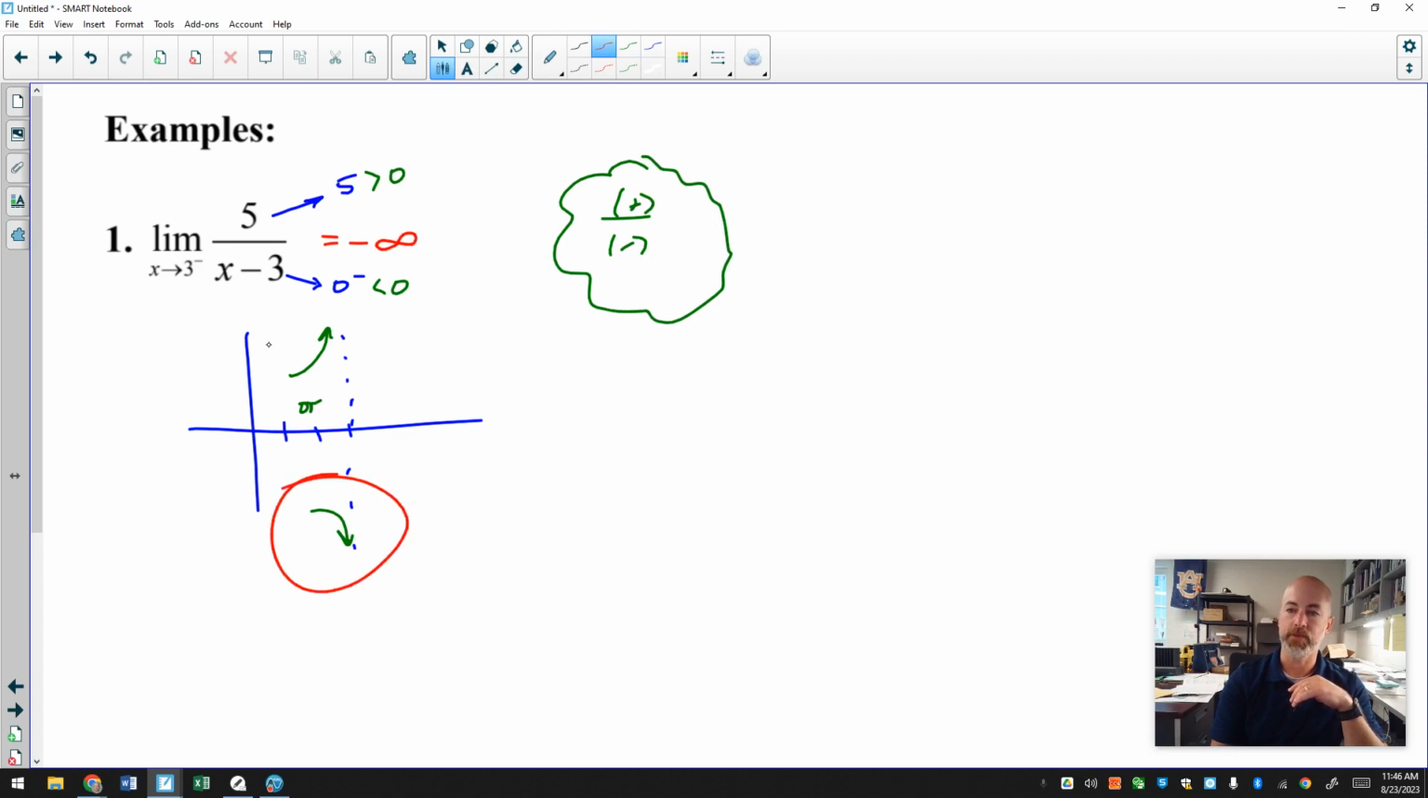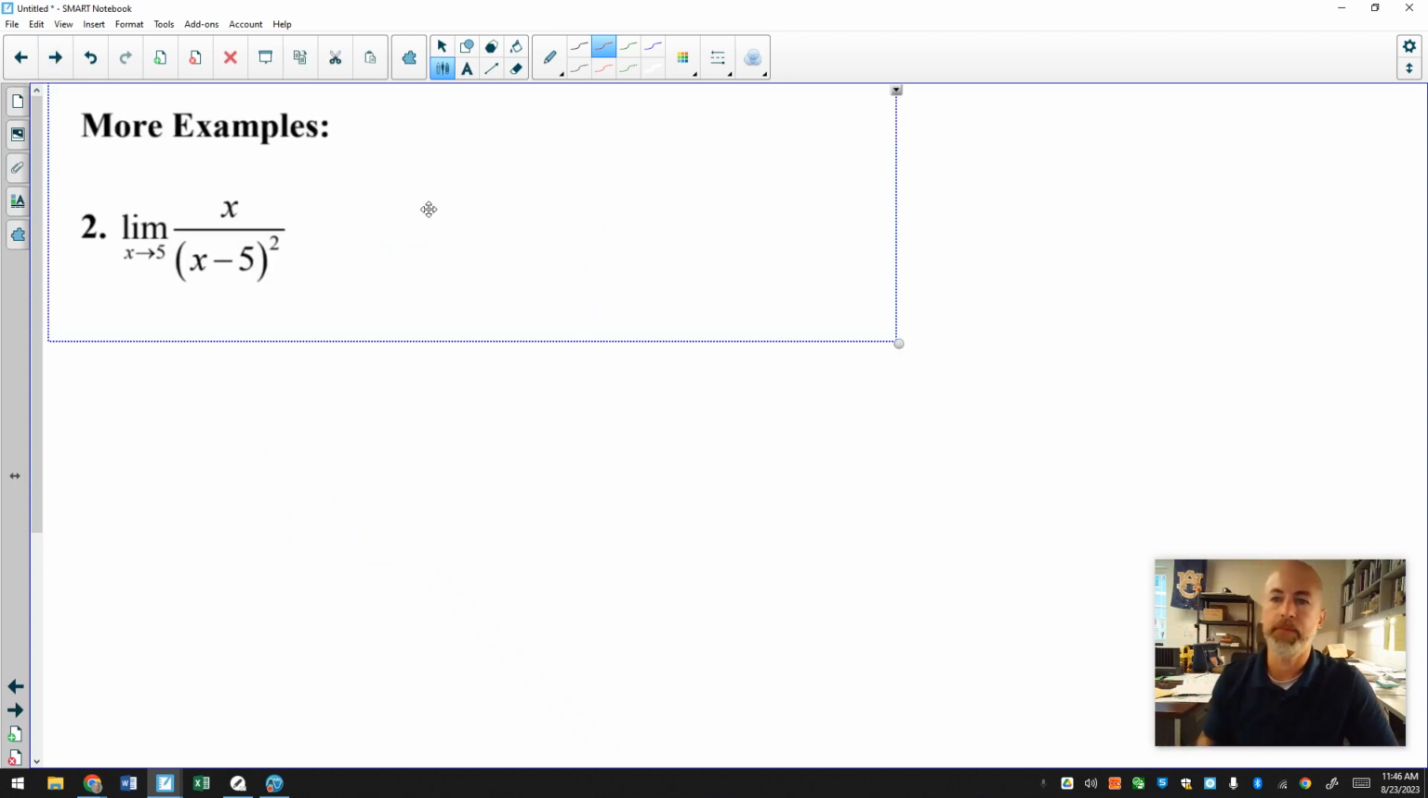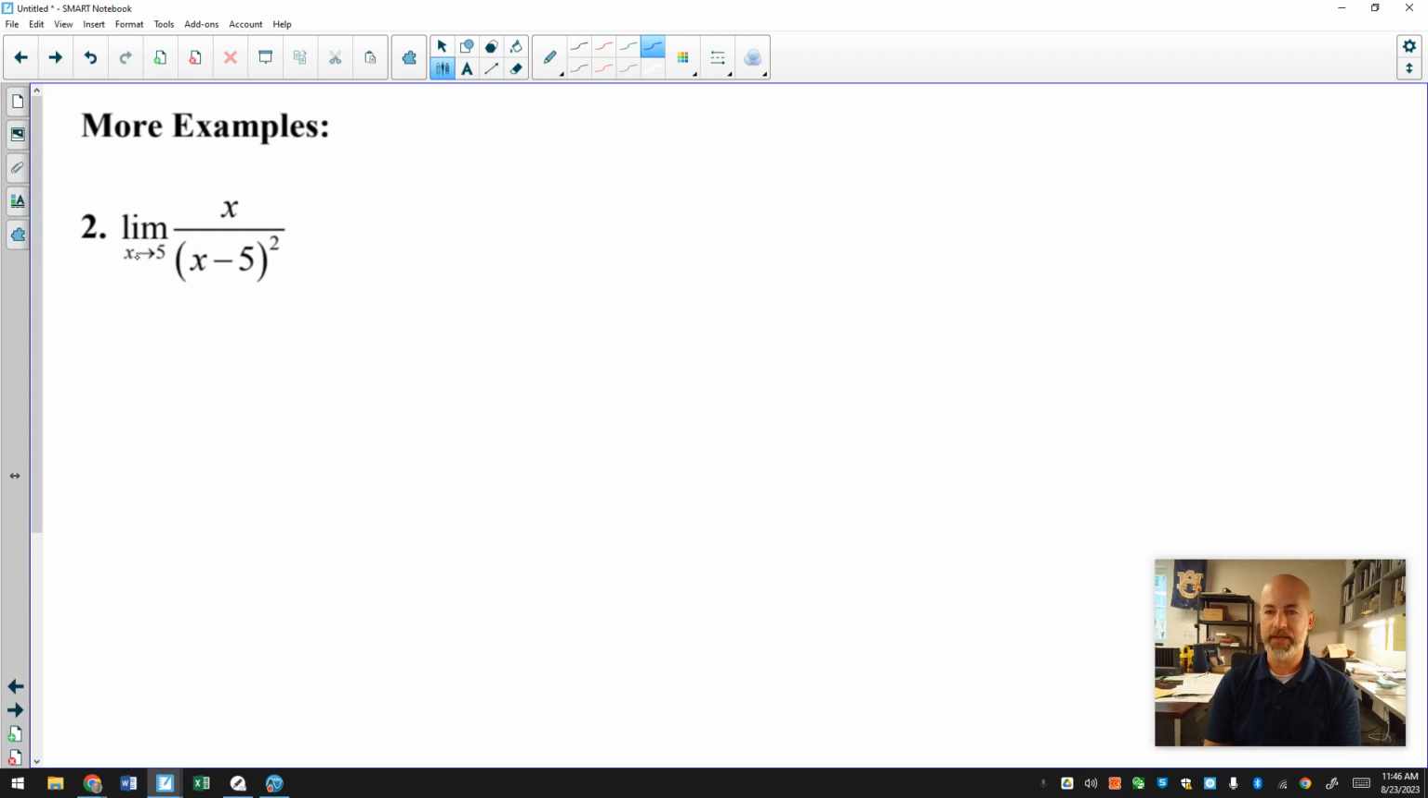So you're analyzing the function to determine whether your pieces are positive or negative, and use that to determine the sign of the infinity. Let's look at this one: x over (x minus 5) quantity squared. And this one does not specify one side or the other, but I still am going to do that direct substitution. As x approaches 5, my numerator is approaching 5. And 5 minus 5 squared is 0.